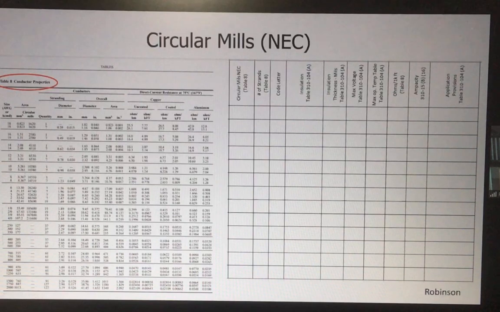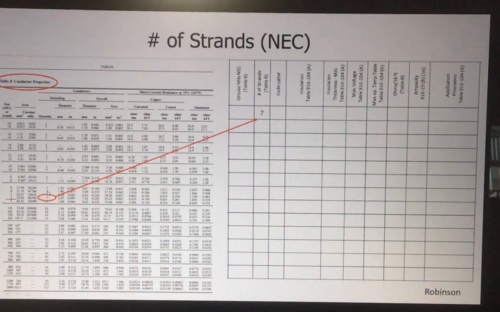So you'd find all that in table 8 and you put in the answer for the size of the wire. Then the number of strands is also in table 8. Now you notice after number 8 wire, all the wires are stranded. And in fact, in the code it says after number 10, it has to be stranded wire. So I don't even think you can find 8 solid around anymore.